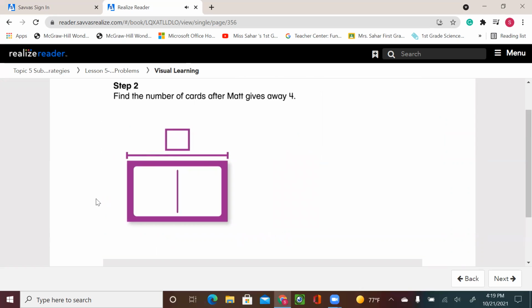Step 2. Find the number of cards after Matt gives away 4. He had 15. He gave away 4. How many cards does Matt have now?